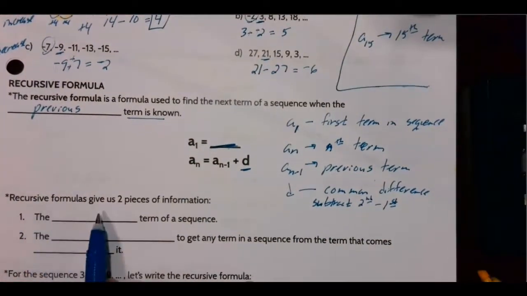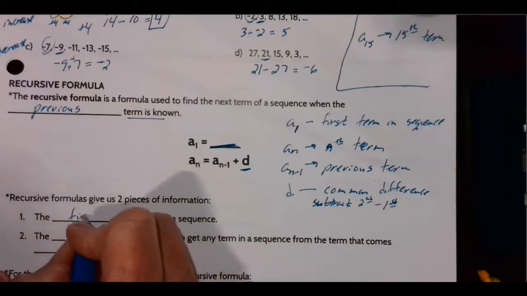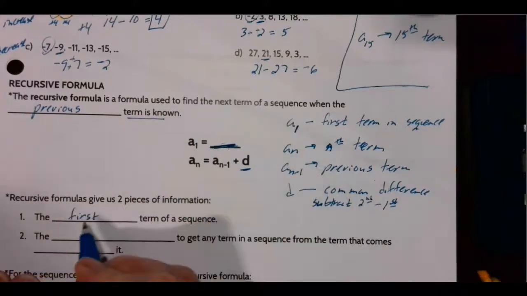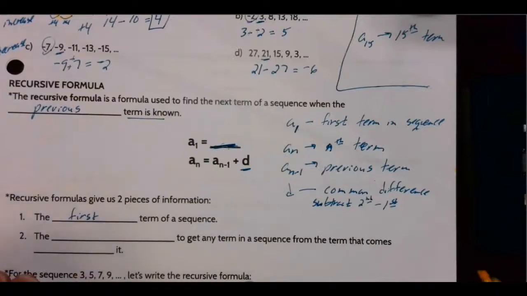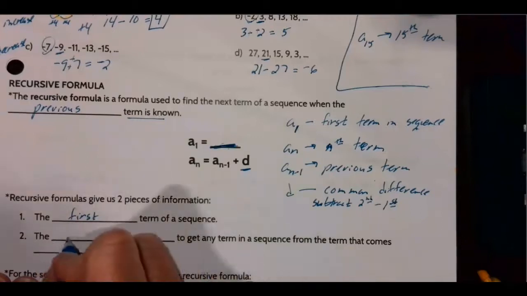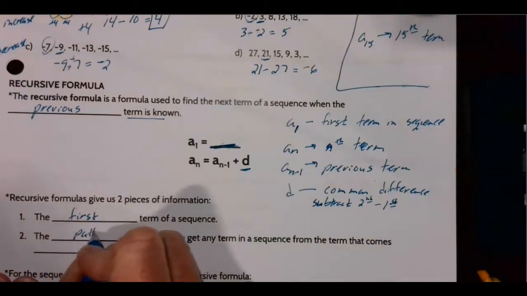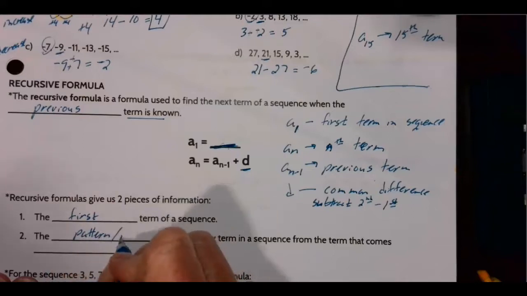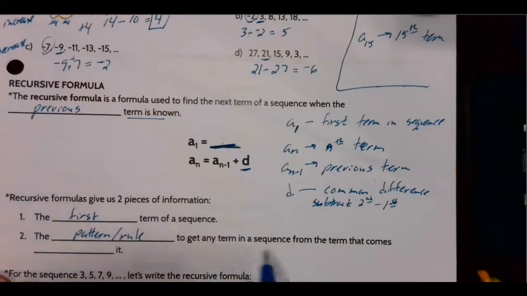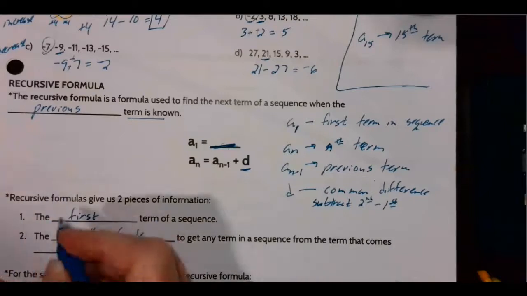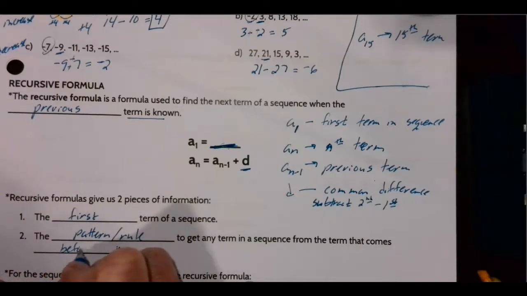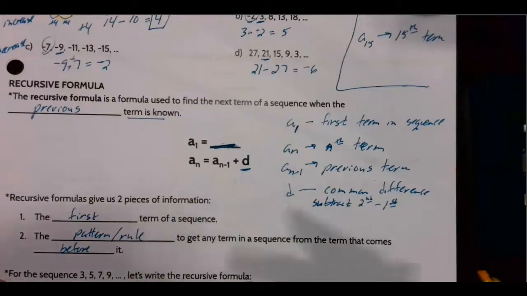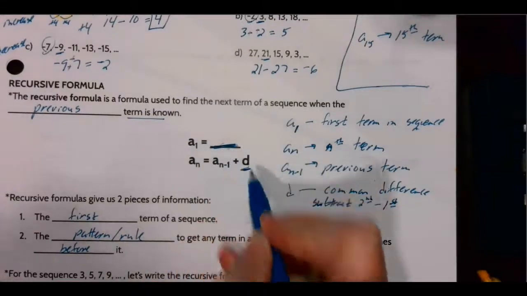So the recursive formula gives us two bits of information. We have to know the first term. That's what this is, that a sub 1. And then we have to know the rule in order to get any term in a sequence from the term that comes before it. What is the pattern, the mathematical rule, that is happening to get any term in a sequence from the term that comes before it? Okay, the two things we have to find are a sub 1 and d.